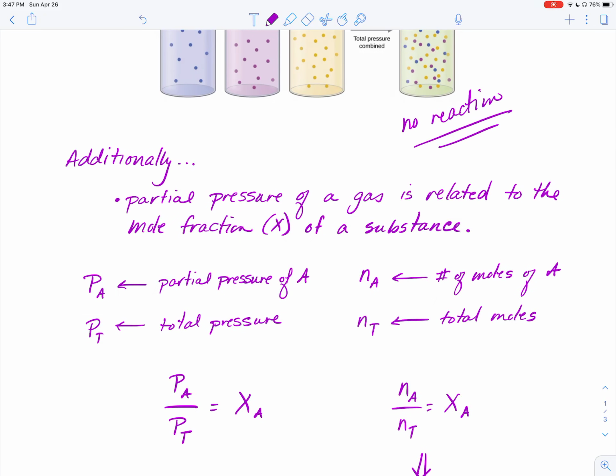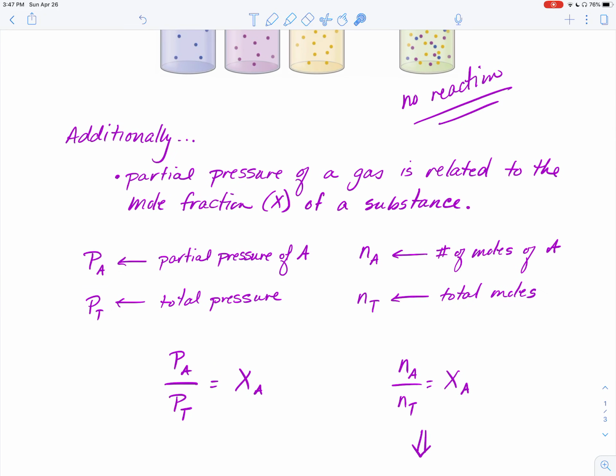Some other information we're going to look at is that the partial pressure of a gas is related to a concept we studied several chapters back called the mole fraction. If you remember, the mole fraction is where you take the moles of a particular substance, like N sub A, the number of moles of substance A, and divide that by the total moles in the entire mixture. You get a value that has no units, which we call the mole fraction.